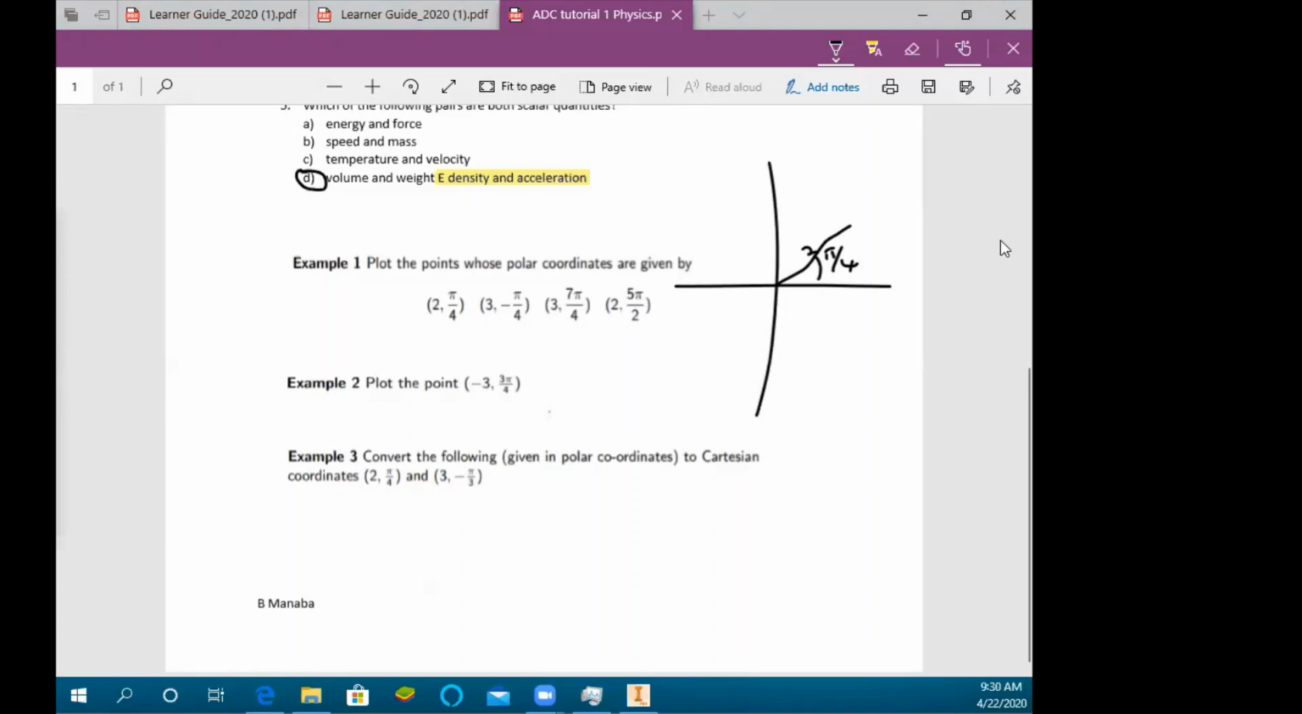Exactly. So this is 45 now. They just say plot, right? Yes, sir. So this is correct. We are done. This is y, this is x. Let's plot the next one.